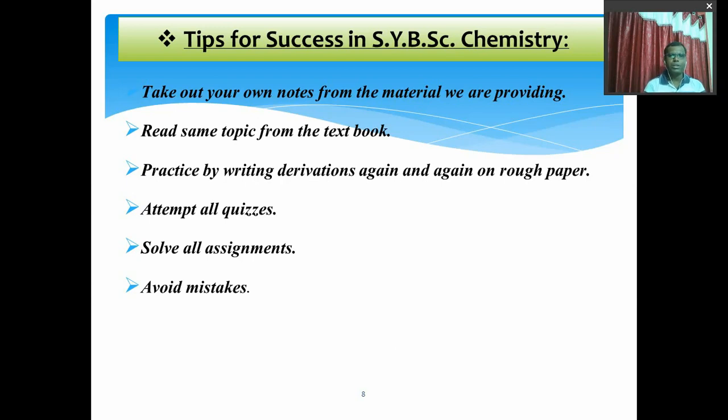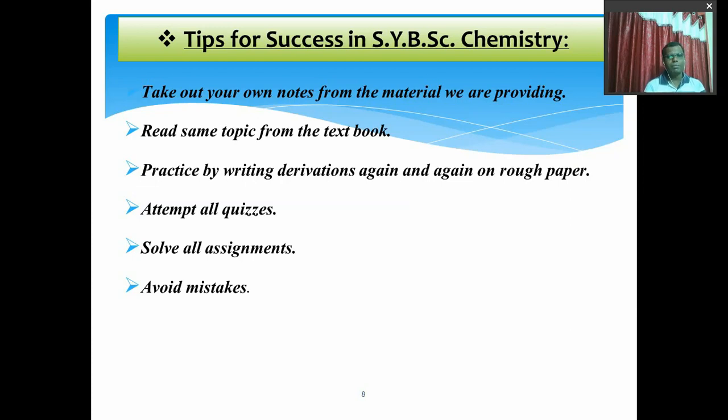I will ask you all to take out your own notes from the material that we are providing you. Definitely at the end of each topic, at the end of each lecture, we are going to provide some material to you. But again, I will request you all to take out your own notes as per your understanding, and definitely it will be more beneficial for you, because if you take out notes as per your understanding, then it will be easier to understand from your side.